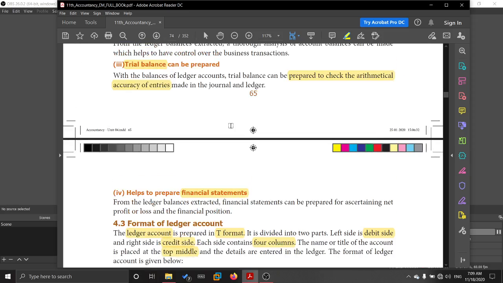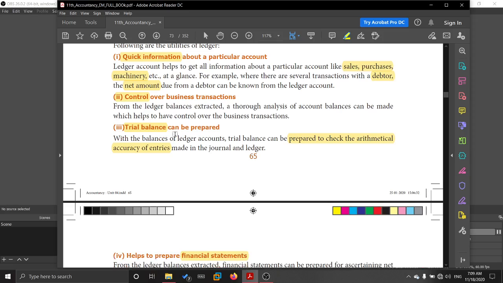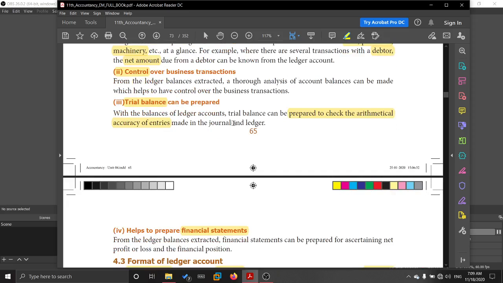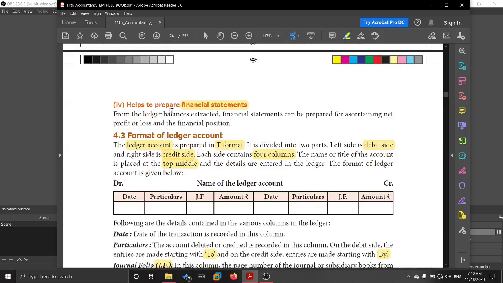Okay, so what are the utilities or advantages of maintaining this ledger? It is quick information we can get about any of the accounts. We can have a control over the business transactions by analyzing the balances, and then we can prepare the trial balance based on these ledger balances only, and then we can conclude the financial position, and we can come to know about the net profit or loss as well as the financial position. So this ledger balance only helps to prepare the financial statement.